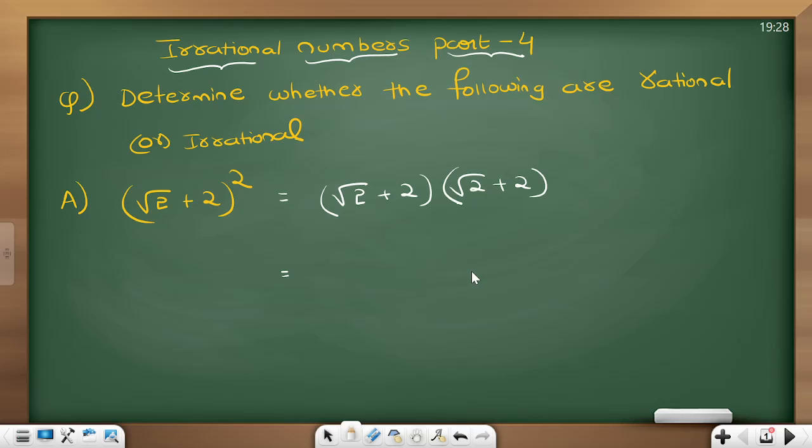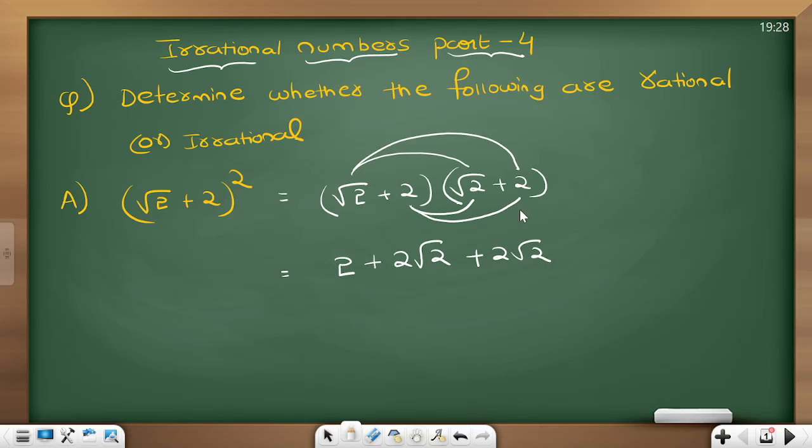Okay, Akshita, fine. Determine whether the following are rational or irrational. Root 2 plus 2 into root 2 plus 2, right? So first of all, root 2 into root 2 is 2. Then root 2 into 2 means you are adding root 2 two times, that is 2 root 2. Plus 2 into root 2, that is 2 root 2. 2 into 2, that is 4. Therefore you are going to get 2 plus 4, 6 plus 4 root 2.